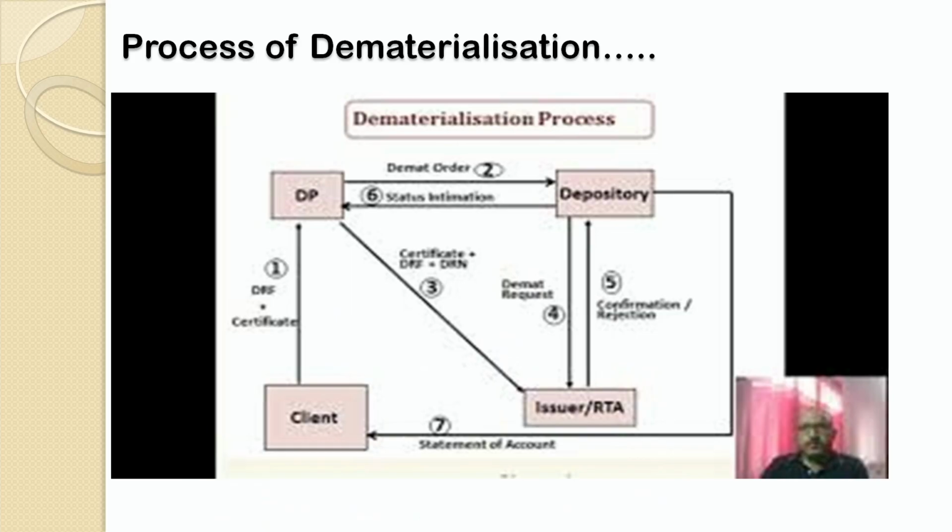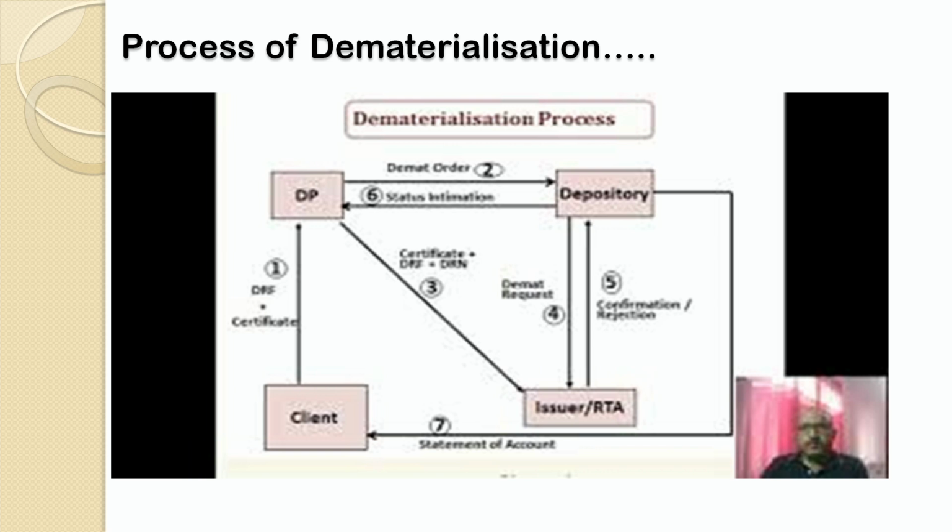That means it is the responsibility of RTA officials to look after that all the physical form of securities are proper, they are legal, they have been duly issued by the company itself. So, after verification of those physical form of securities properly, the RTA will convert the physical form of securities into electronic form, and these electronic form of securities will be forwarded by RTA to the depository in step number 5.